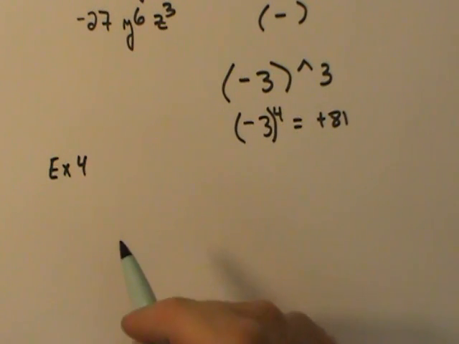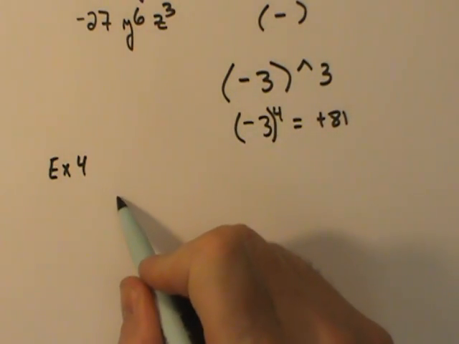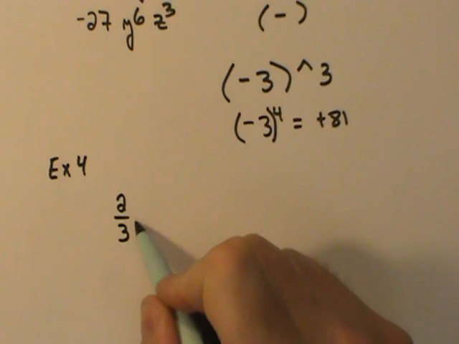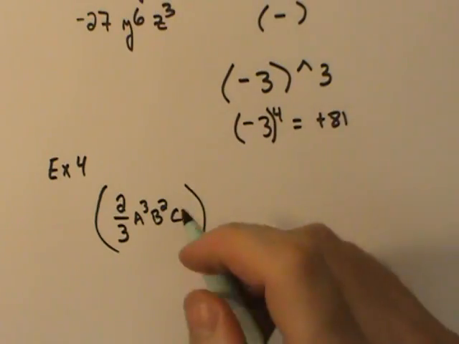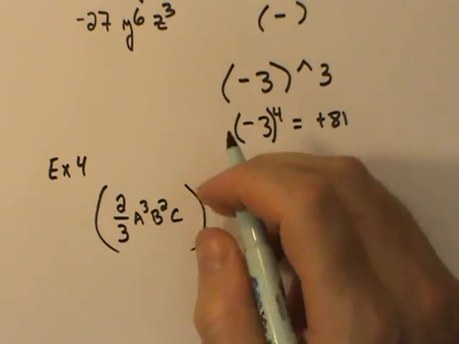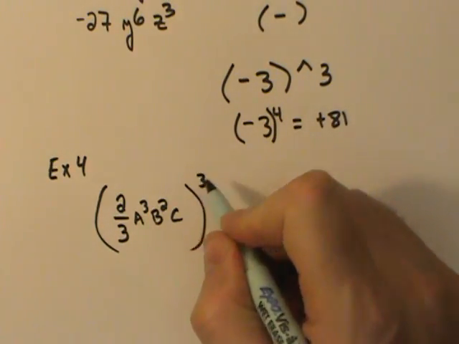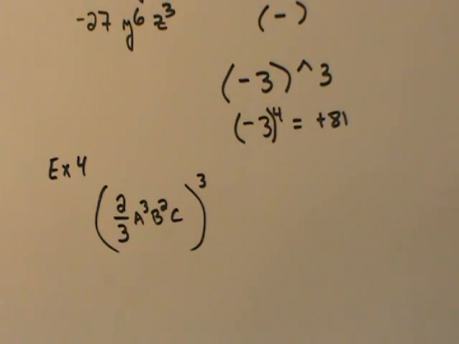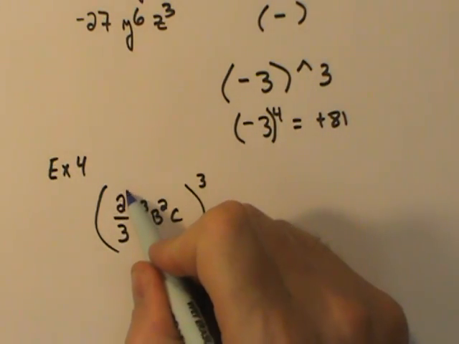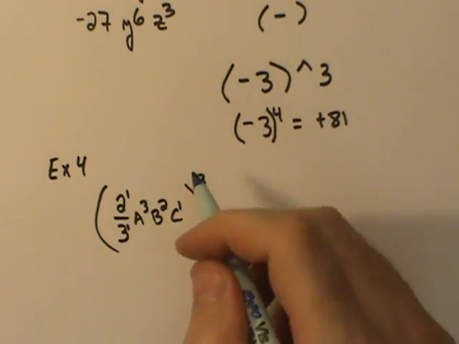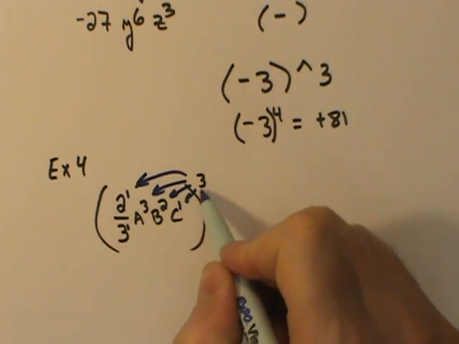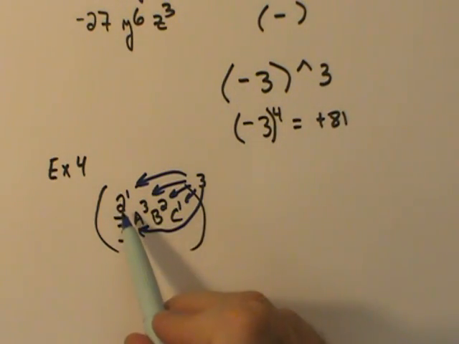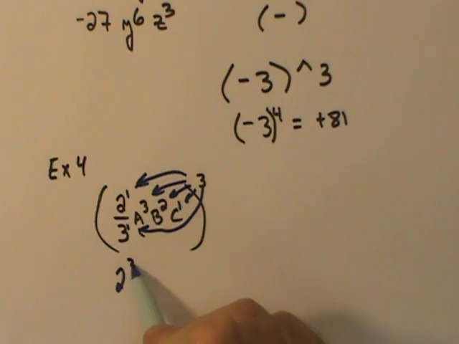Sometimes this can get a little more confusing when we throw fractions in there. Maybe I'll have something like 2/3 a cubed b squared c, and I want to raise it to, I don't know, let's go third power again. With that exponent on the outside, I must distribute it to all the exponents on the inside. And so it must be multiplied 5 different places. This becomes 2 to the third power over 3 to the third power.